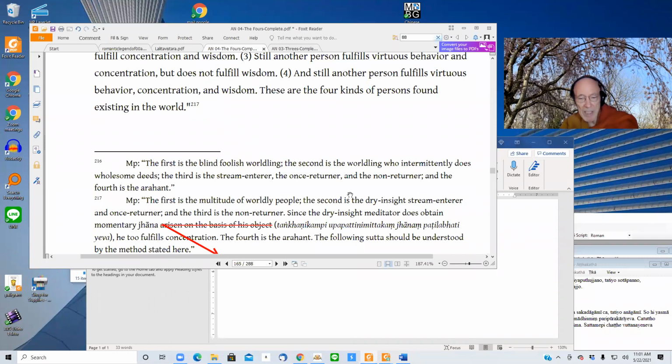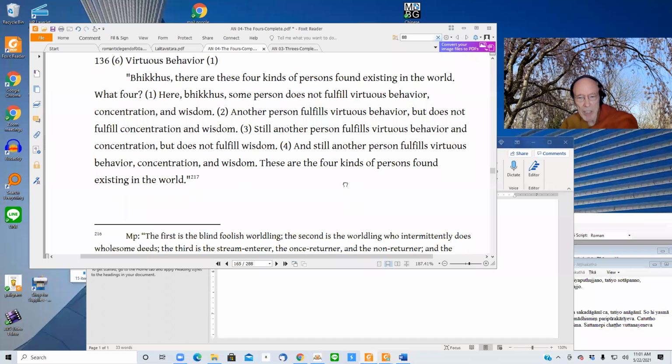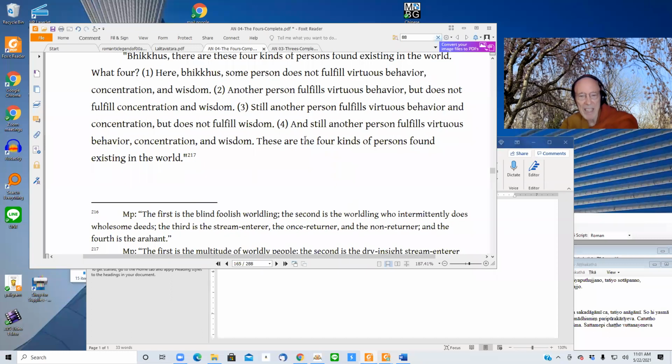and the once returner. So according to this, the stream enterer with dry insight fulfills virtuous behavior, but not concentration and wisdom. And when you see this, you think, well, can you become a stream enterer just by holding the precepts without any concentration, without any wisdom? No, that's not the case. Even to become a stream enterer, you have to have some virtuous behavior, sila. You need some degree of samadhi, concentration. You need some degree of wisdom. The key word here is what one fulfills, what one brings to fulfillment.